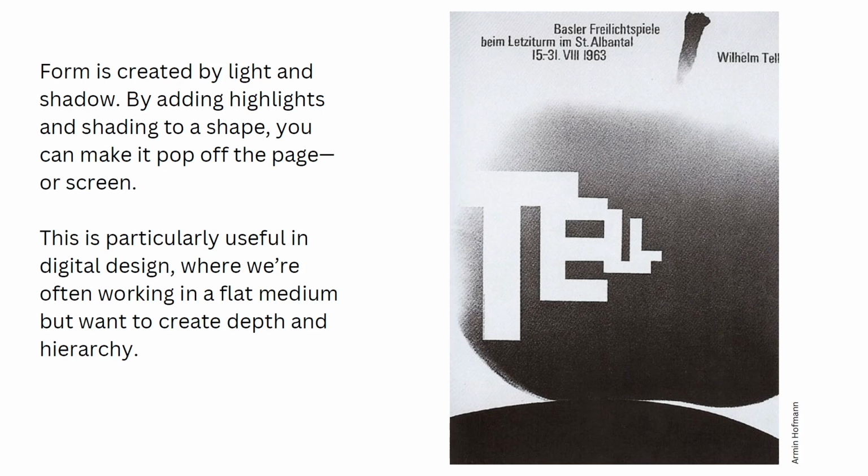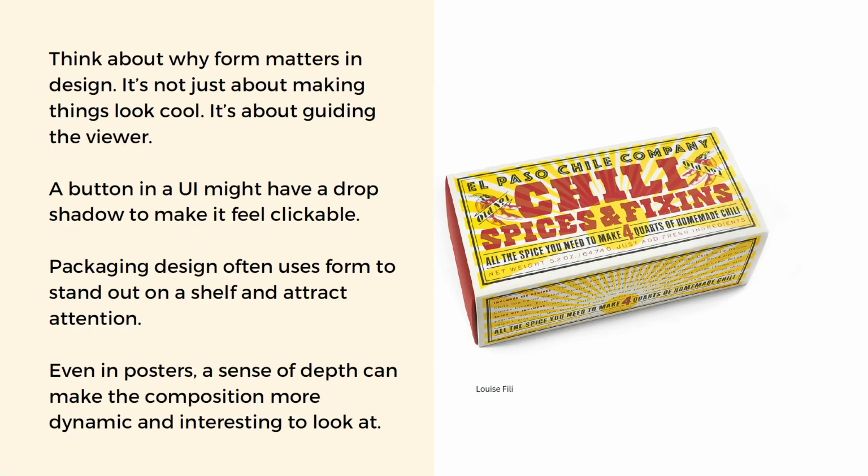But these lights and shadows, our highlights, are going to help give a little bit of volume to our shape so you can make it pop off the page, or off the screen if we're working just digitally. And this is really useful in our digital design because we're often working with a flat medium, but we also want to somehow create depth and hierarchy. So this sort of subtle gradation is going to help inform our hierarchy. What info comes first, second, third, etc. So form is a really useful tool for that.